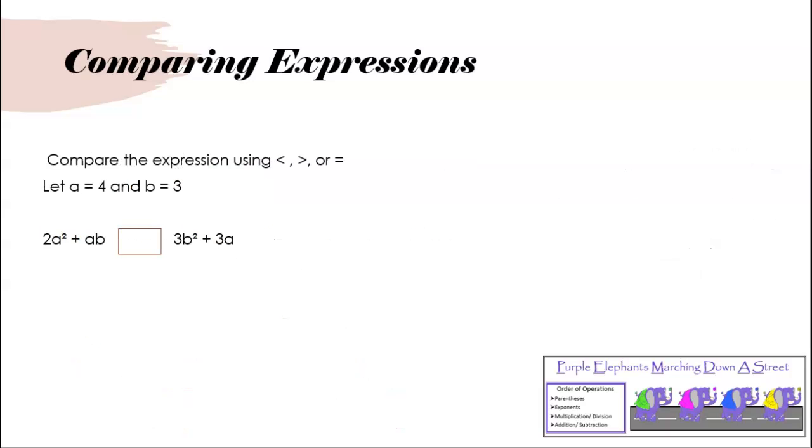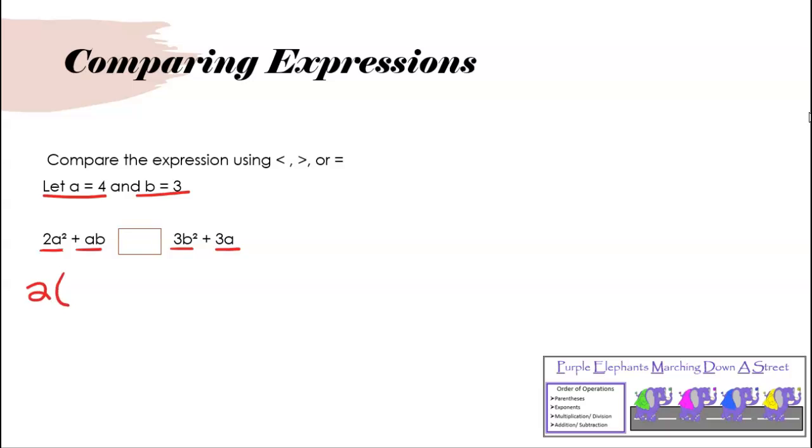So let's compare these two expressions. 2a squared plus ab is what? 3b squared plus 3a. Well, in the original problem, it says let a equal 4 and b equal 3. So wherever I see an a, I am going to put a 4, and whenever I see a b, I will put a 3. So let's start on the left-hand side of the expression.